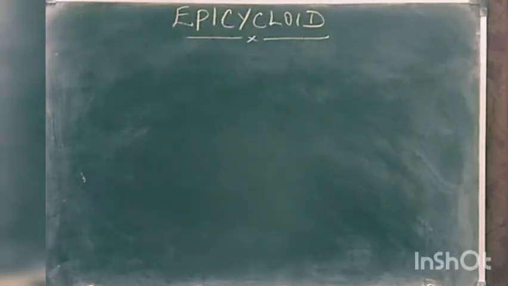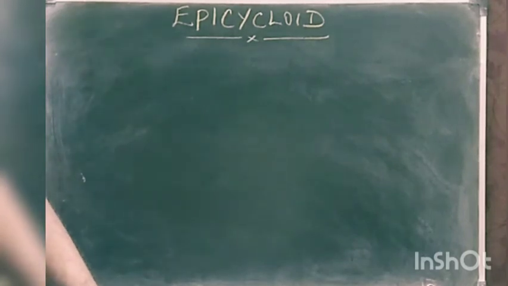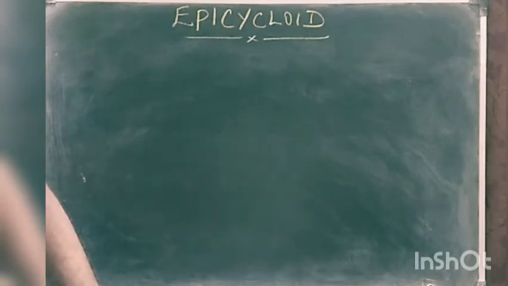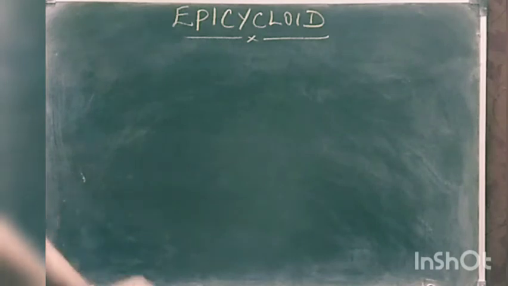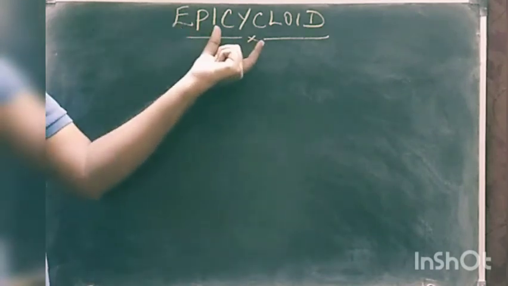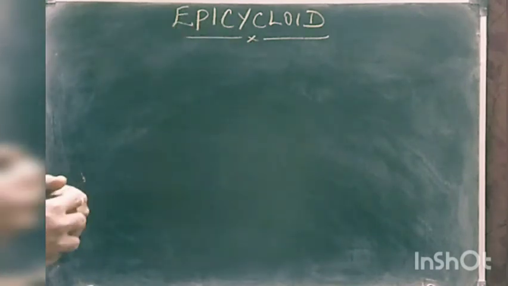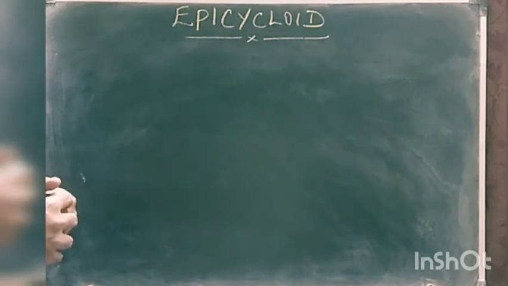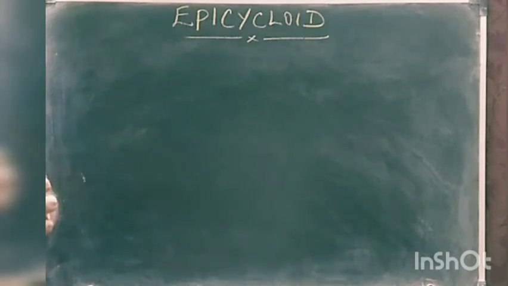So today we are going to see the next playing code topic. Under this topic, we are going to see about the epicycloid. There are two types of curves. It will be coming under the cycloid curve. Last video you have seen about the cycloid. Today in this video we are going to learn about the epicycloid curve.